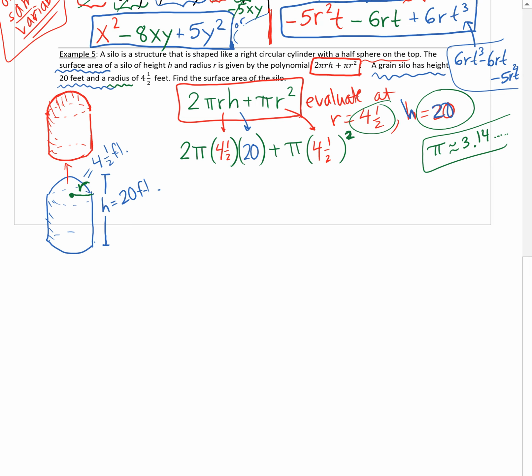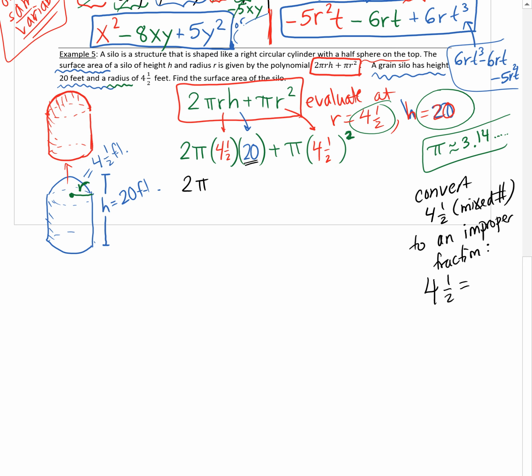Alright, so I have a 2 pi first, times 4.5. Okay, that's a mixed number, right? You can't really multiply a mixed number by whole numbers. So I think what I'm going to have to do is convert 4.5, which is a mixed number, to an improper fraction, because improper fractions are better for actually doing calculations with. And this might be a good review. It might have been a while since you've done that.